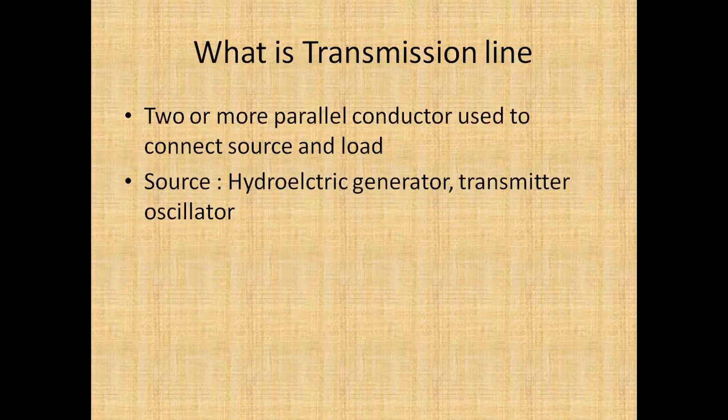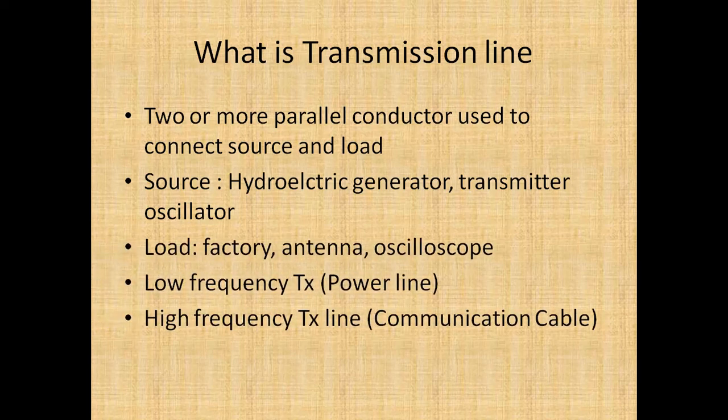What is a transmission line? Two or more conductors used to connect a source and a load. The source may be a hydroelectric generator, transmitter, or oscillator. Now, what is the load? A factory, antenna, or oscilloscope may be the load. That may be a resistor of value Z0, which is the characteristic impedance.